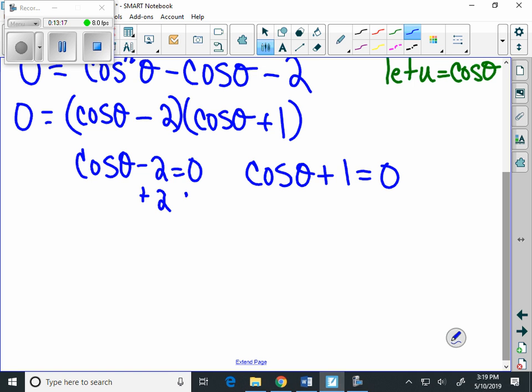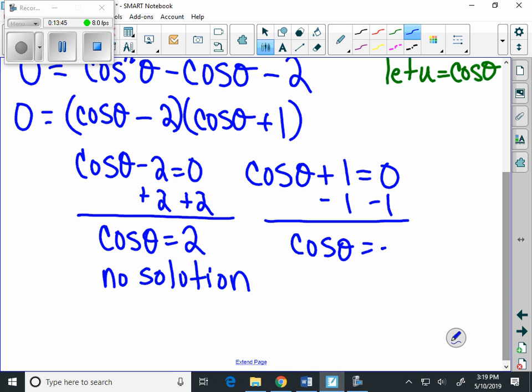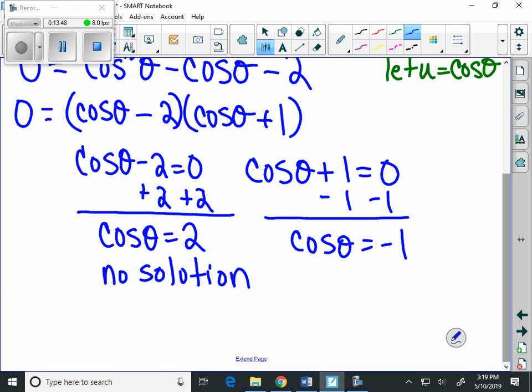I'm going to add 2 to both sides. We get cosine of theta equals 2. The thing is, where does cosine of theta equal 2? We never get to. So this one, you might write no solution, or you might cross it out. Over here, if we subtract 1 from both sides, we get cosine of theta equals negative 1, and we do have values where cosine of theta equals negative 1. In fact, we only have one value, but where we solve our equation now is that theta equals pi.